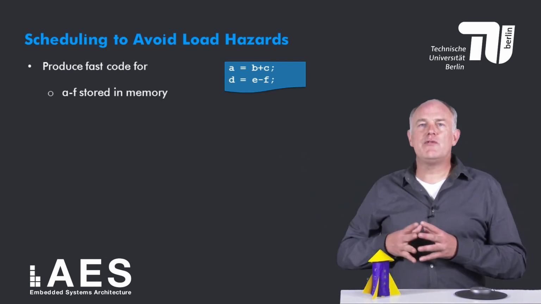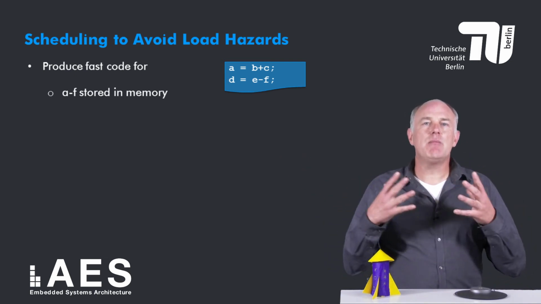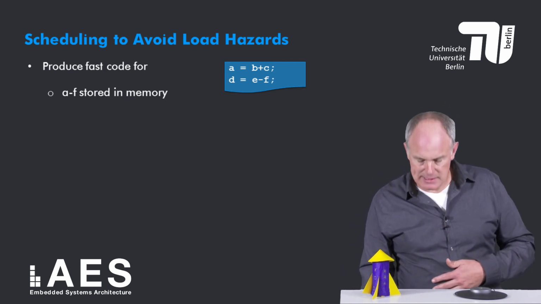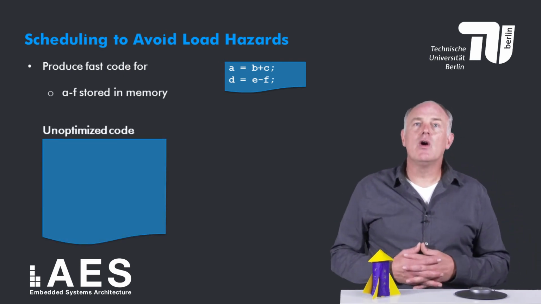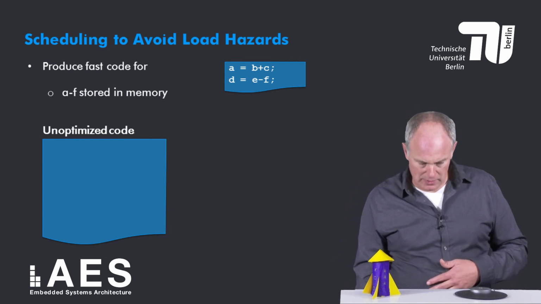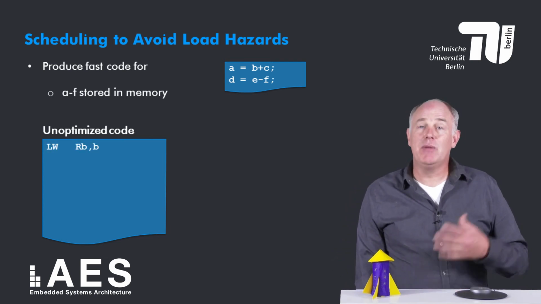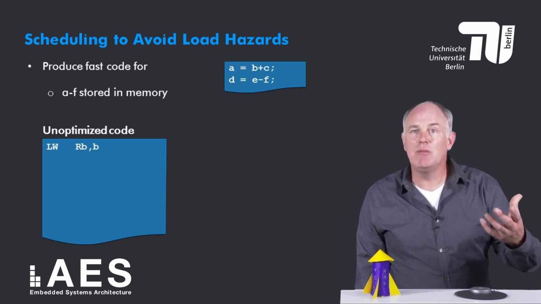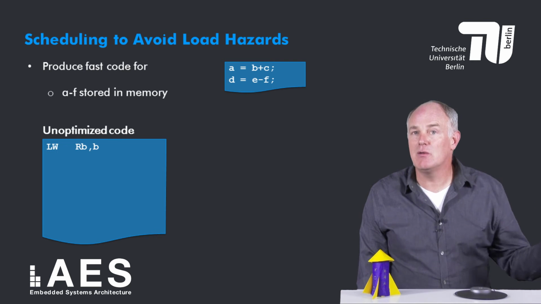We want to produce fast code for the statements A becomes B plus C and D becomes E plus F. Here's how the straightforward, unoptimized code looks. First, we load B into a register, let's say RB. This is not real MIPS assembly code, but a kind of pseudo-assembly code.